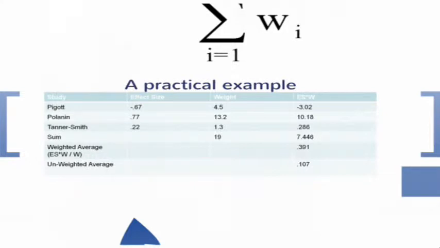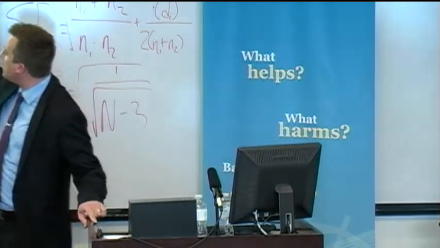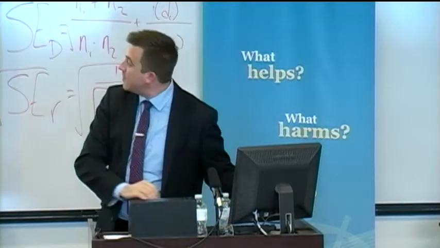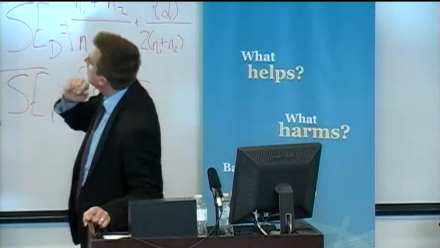So then the last column over is the effect size of each study times the weight of each study. And this is the one that matters here. So we sum this term up and we get 7.446. If we're following along, this summation is the top part of the equation, just in case we don't remember what they're called. So the top part is 7.446.